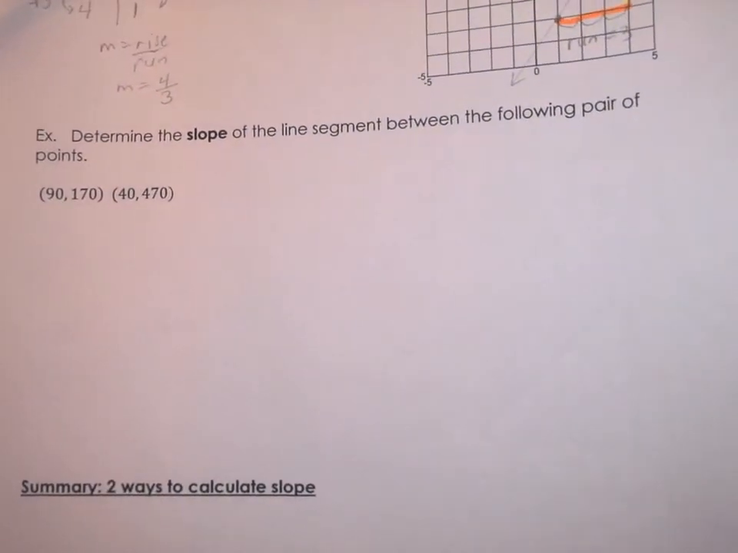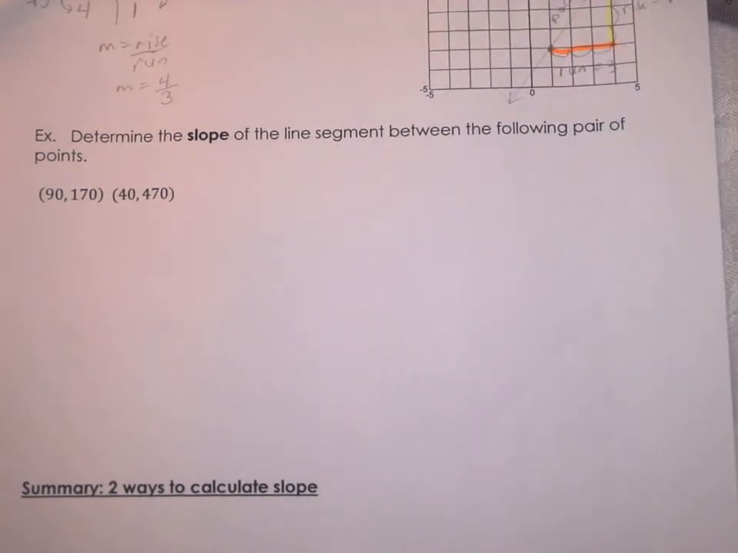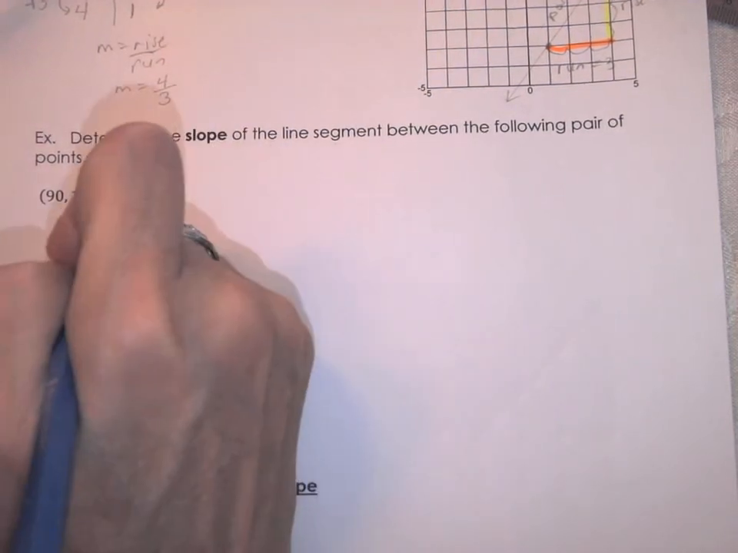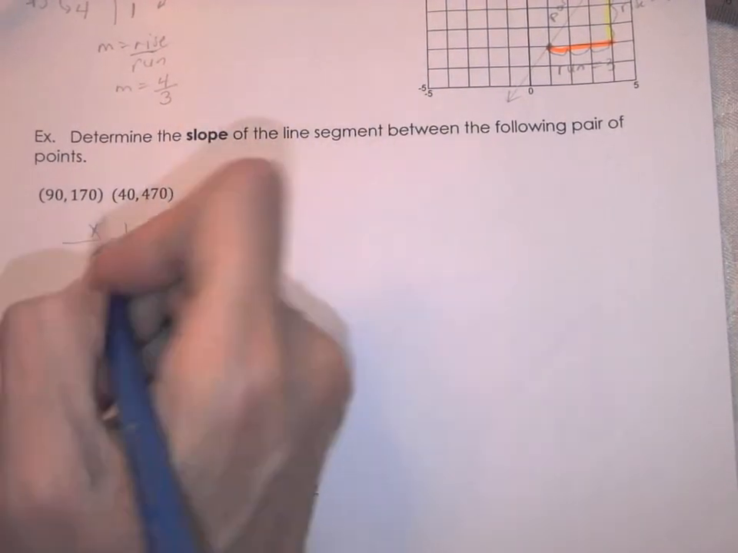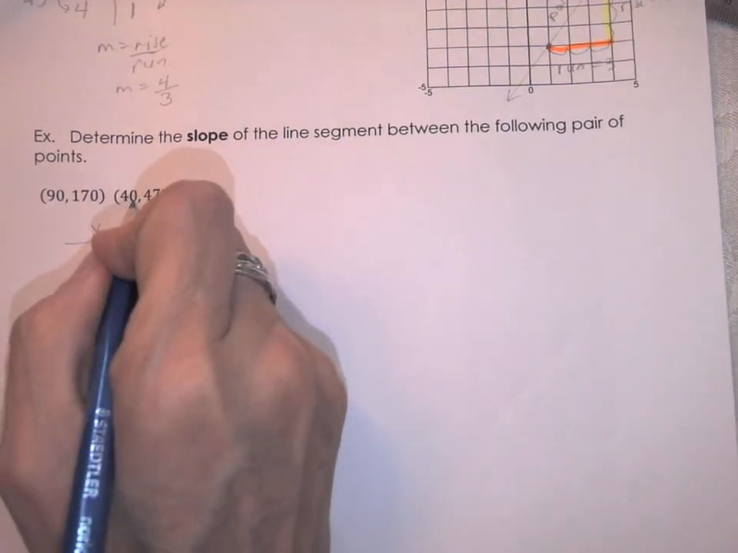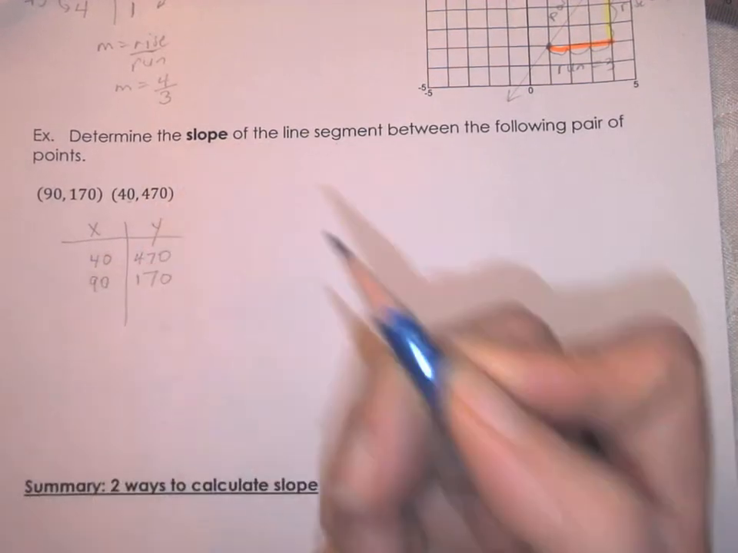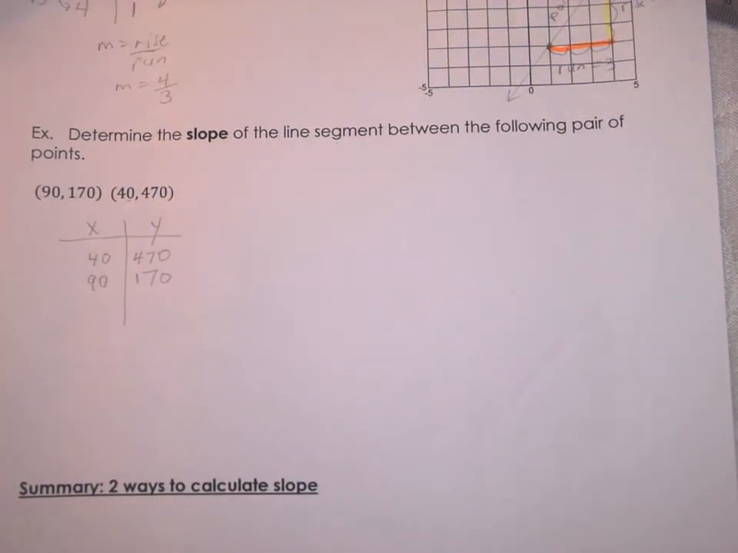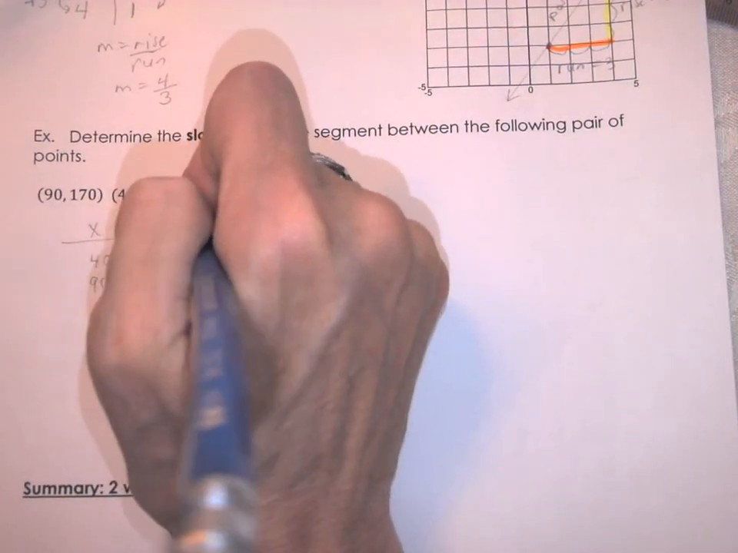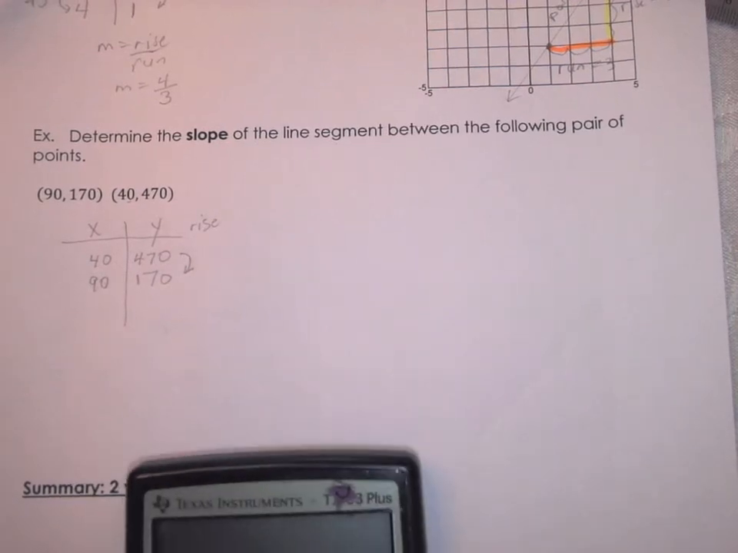So here's an example where we would want to use the table. Determine the slope of the line segment between the following pair of points. So we're going to set up our table, X and Y. Put our first point in, (90, 170). 40 is smaller than 90, so I'm going to put it above: (40, 470). And then I'm going to find the rise. Now in this case, it's going to be a negative rise.